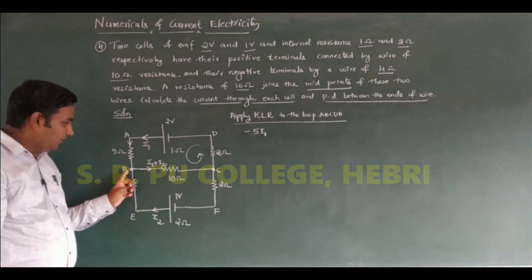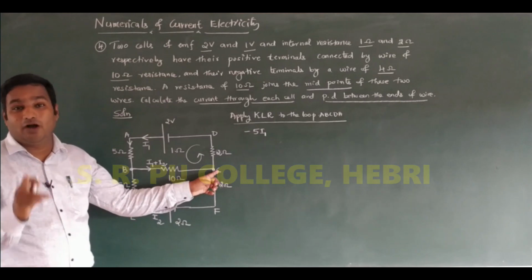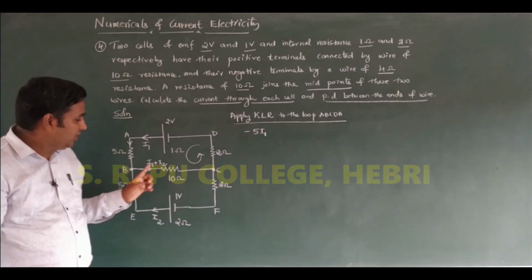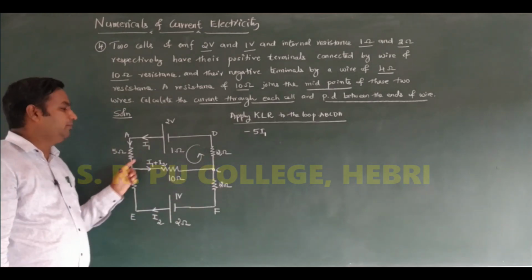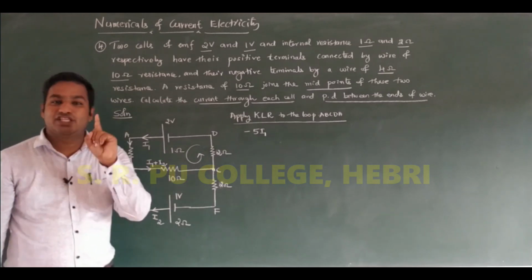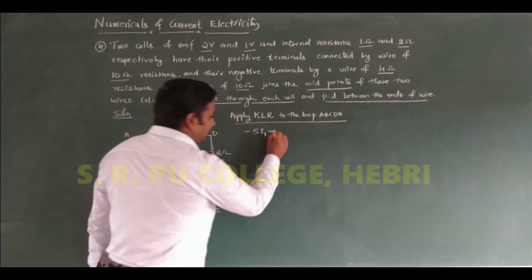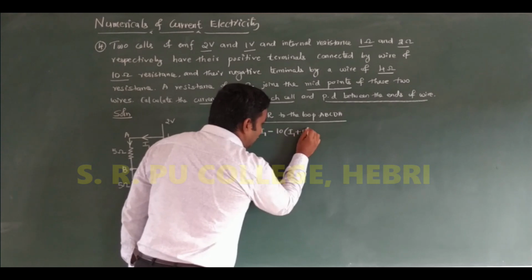Next, I'm moving from B to C, which is also along my path. In the sign convention, I clearly said it should be negative. Here the current direction is along my path: I am moving from B to C and the current is also moving from B to C. Automatically, along my path is negative. It becomes minus, the resistance is 10, and the current is I1 plus I2.